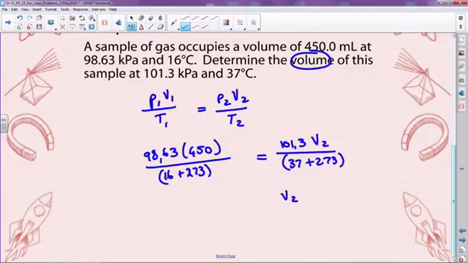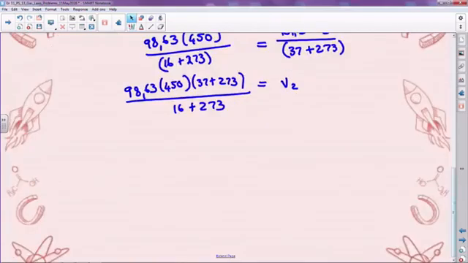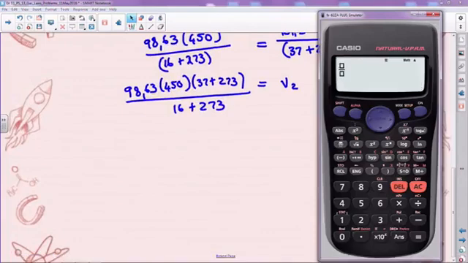So V2 is going to equal the following, 98.63 multiplied by 450, and multiplied by 37 plus 273. And all of that I'm going to divide by 16 plus 273. Now, I know a lot of you are saying, but if we don't have the 273, it'd be a whole lot easier. You're right. Like I said to you, the 273 is just how I happen to do it. Okay? You need to do what your teacher requires of you. So let's put this into our calculator. Here we go, 98.63.